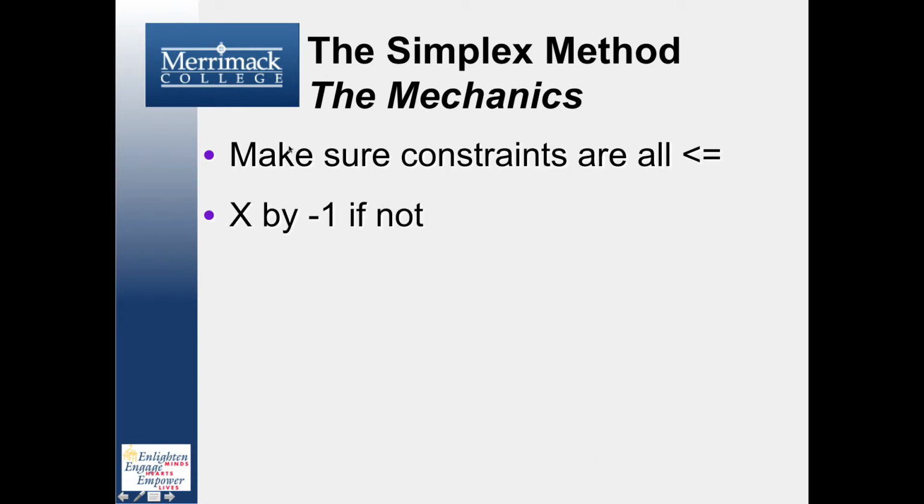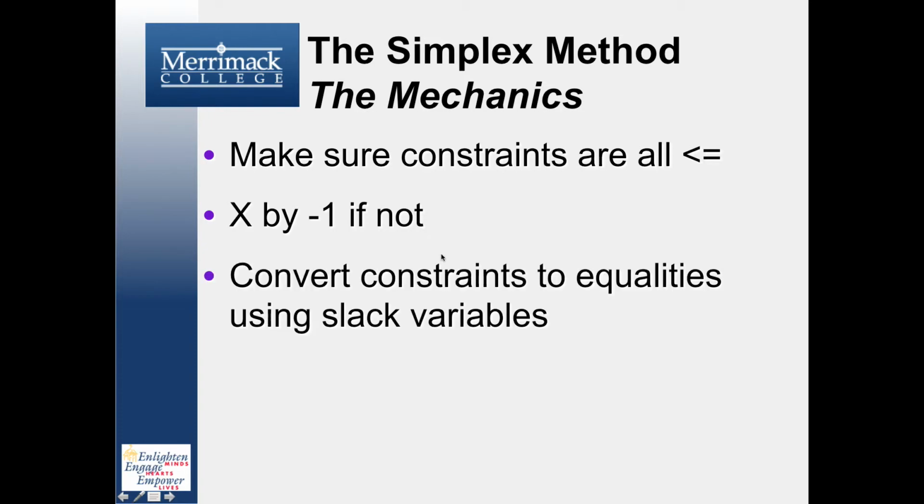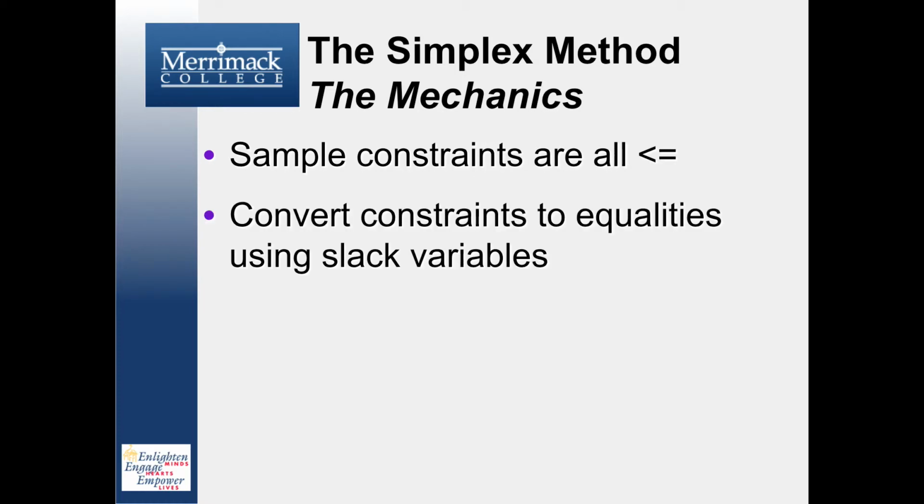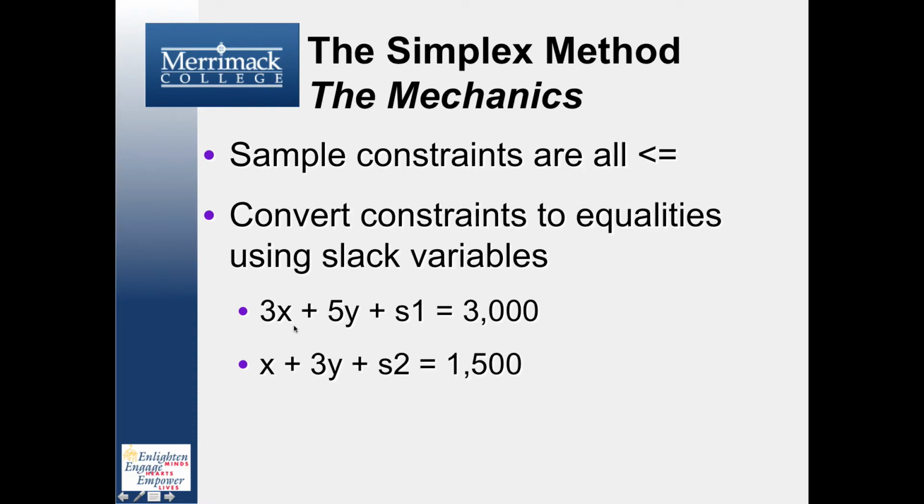And then I want to make sure that all constraints are less than or equal to. If they're not, then you have to multiply them by -1, and that reverses the sign. And then I'm going to convert all the constraints to equalities using slack variables. Okay, I'm going to go through this. So this is the first constraint, second constraint, third constraint. So these are the slack variables expressed as equals.